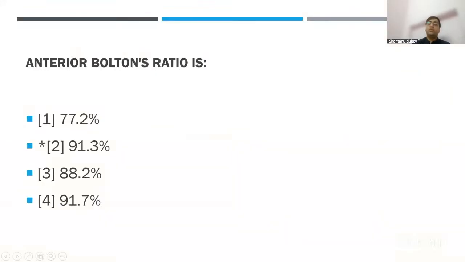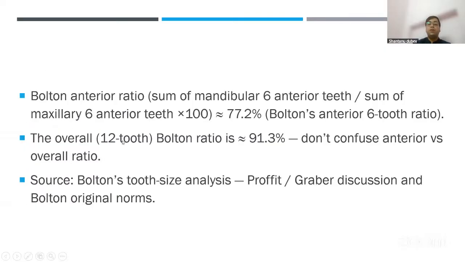Okay, this is the next question which is going to come in: anterior Bolton's ratio, is it 77.2 or 91.3? The answer here is wrong. I'm so sorry. In the PPT, the answer is 77.2. Okay, so anterior 6 is 77.2, not 91.3.